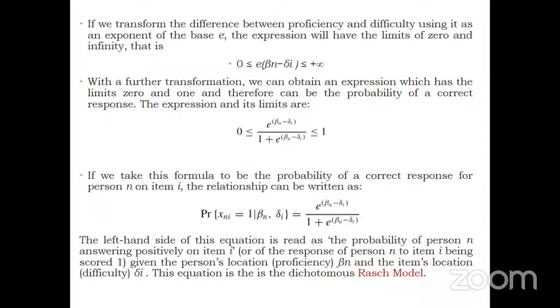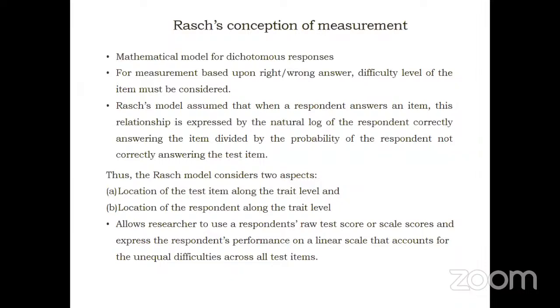Okay, so don't worry about the mathematical expressions. As we discussed all these basic conceptual backgrounds, this is how we can derive Rasch's model from classical test theory and the Guttman structure. So mathematically, this is how you come to this equation, which was ultimately proposed by Rasch in the 1960s, and it is considered to be the first IRT model in advanced psychometrics. Okay, so it's a mathematical model for dichotomous responses, and for measurement based upon right or wrong answers, the difficulty level of the item must be considered.